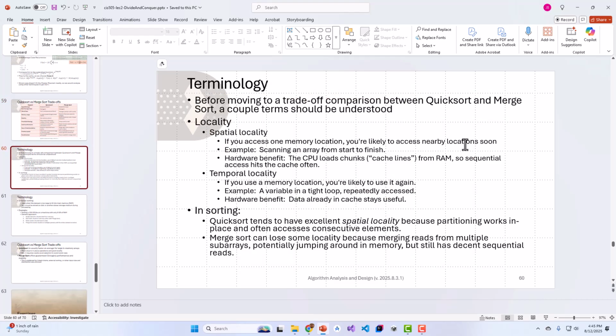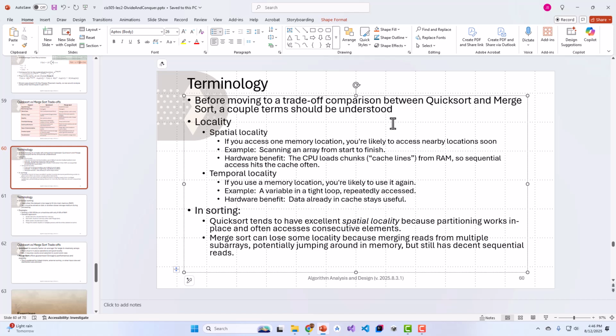Terminology before moving to a trade-off comparison between quicksort and merge sort. A couple terms should be understood first. So locality. There's two different kinds of locality that we generally talk about. Spatial locality, which is if you access one memory location, you're likely to access nearby locations soon. So an example would be scanning an array from start to finish. It's very likely if you went to the element at 0, you're probably going to go to 1 next if you're scanning. Hardware benefit, CPU loads chunks or cache lines from RAM, so sequential access hits the cache often. So we're really digging down into the hardware on that one, but spatial locality can be a very useful property.